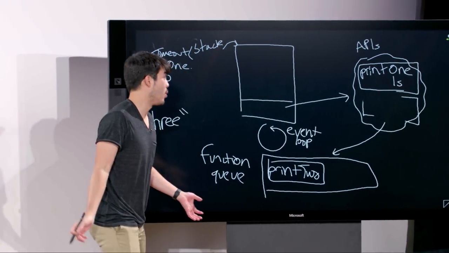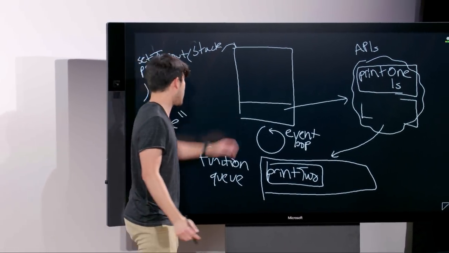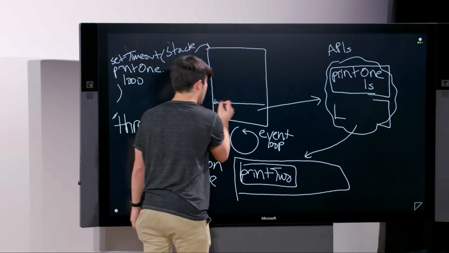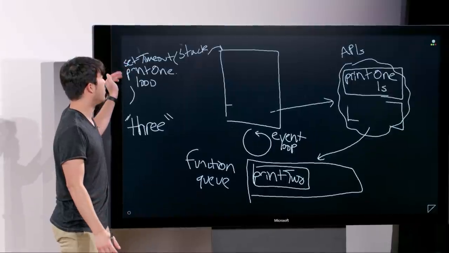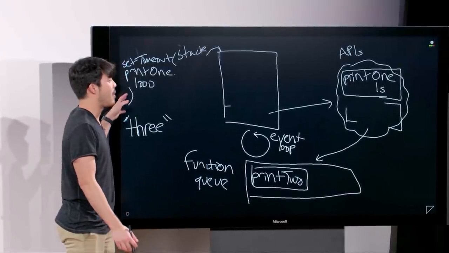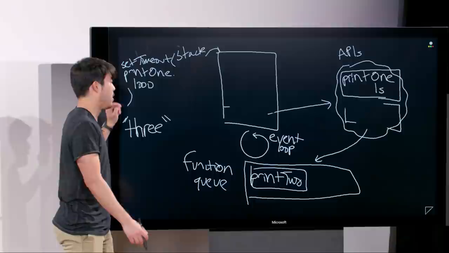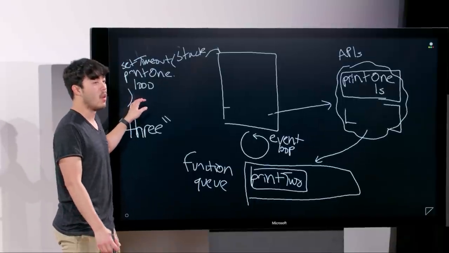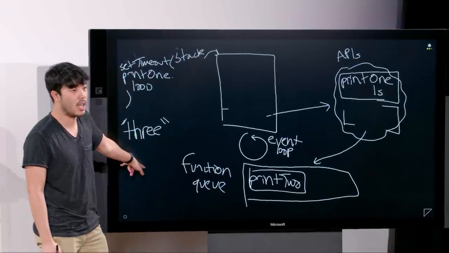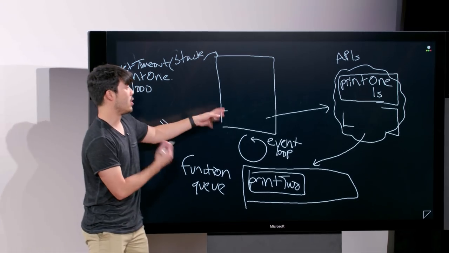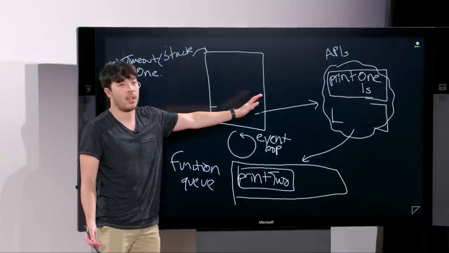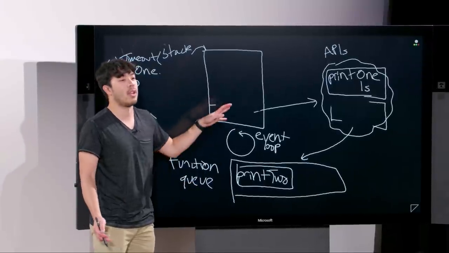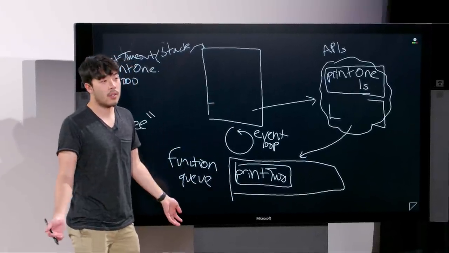And so now the state of the world is this. There's nothing on the stack because that file has finished executing. It did set timeout of print 1 for 1 second. It did set timeout of print 2 for 0 seconds. And then it just did print 3, which immediately console logged 3. And so now there's nothing on the stack. There's one thing in the function queue. And there's one thing over there called print 1. And the browser's keeping track of the time.